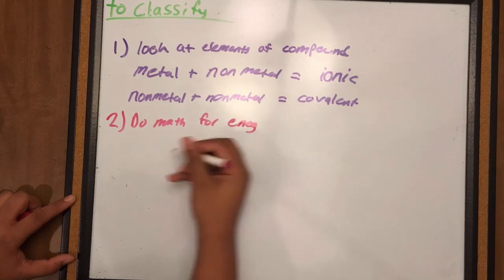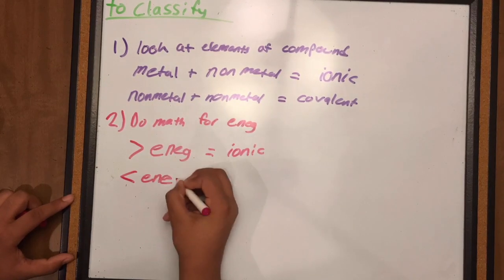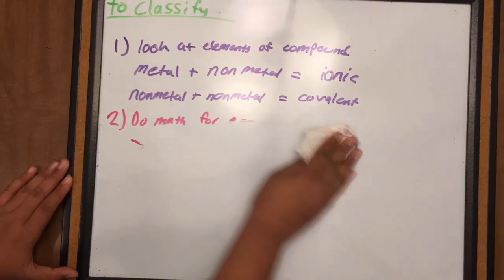To find the electronegativity difference of a compound, find the electronegativity of each individual atom from your reference table and subtract.